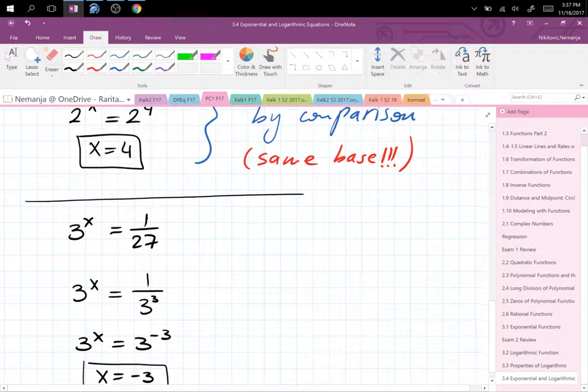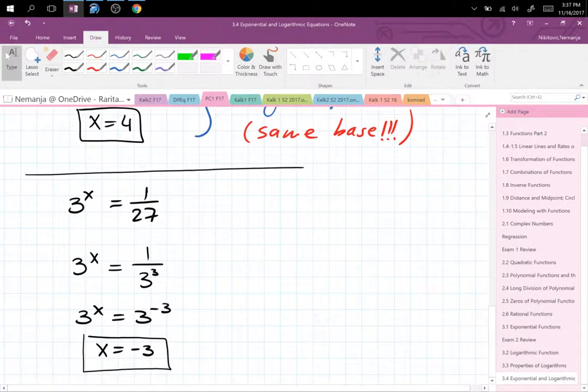This is also solved by comparison, because we are comparing left and right side, and we just see that x must be negative 3 in order for left side and right side to be the same. Can you do this by conversion? Yeah, conversion solves it. But conversion is maybe too much work for a problem that can be quickly done by comparison.